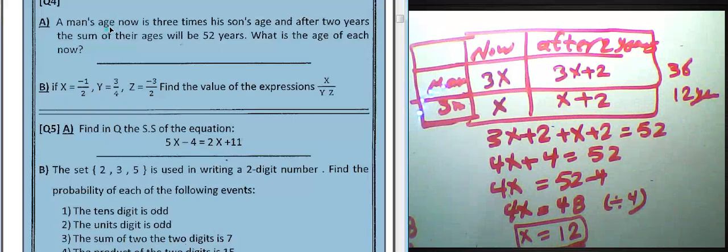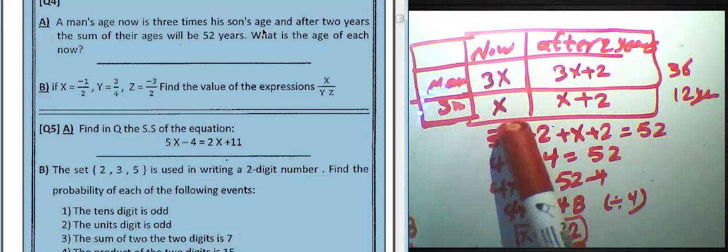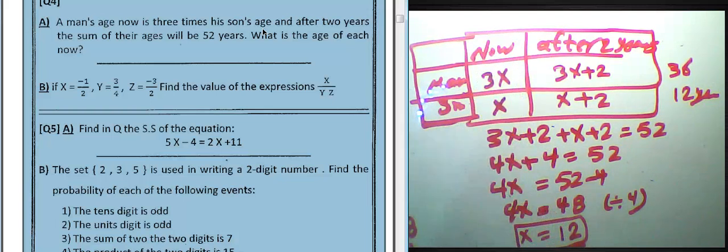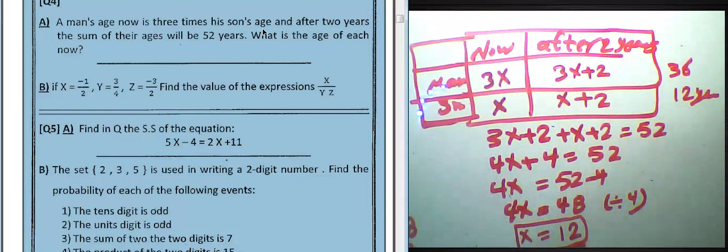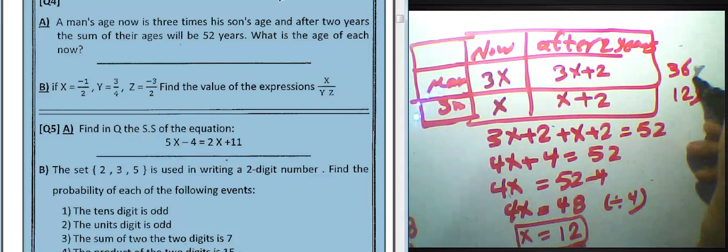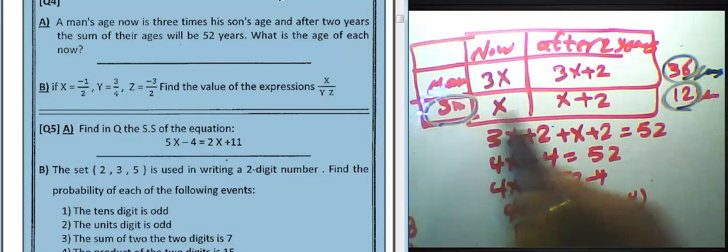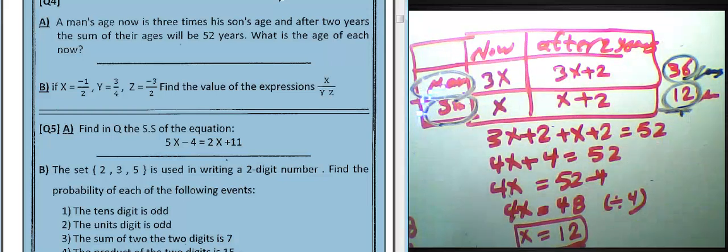Did you understand the question or not? Again, a man's age now is 3 times his son's age. I put here son and man. Now the age of the son is x years, and the man is 3x, and after 2 years the age of the son will be x plus 2 and the man 3x plus 2. The sum of their ages will be 52 after 2 years: 3x plus 2 plus x plus 2 equals 52. I solve this equation to find x. x refers to the age of the son, and his father 3x will be 36 years. So the age of each now will be 12 years for the son and 36 years for the man.